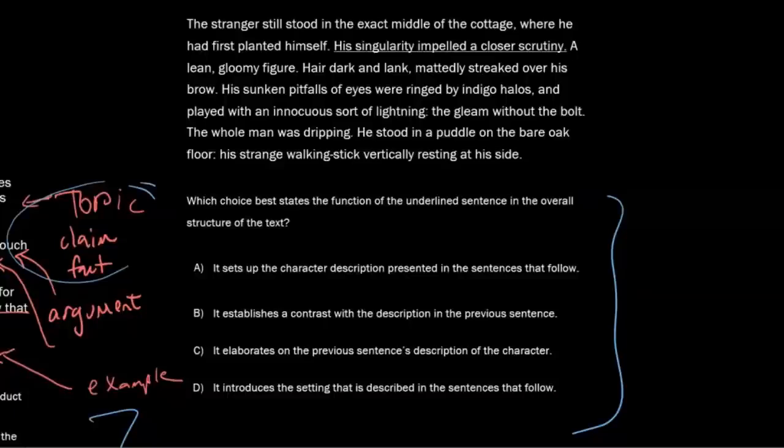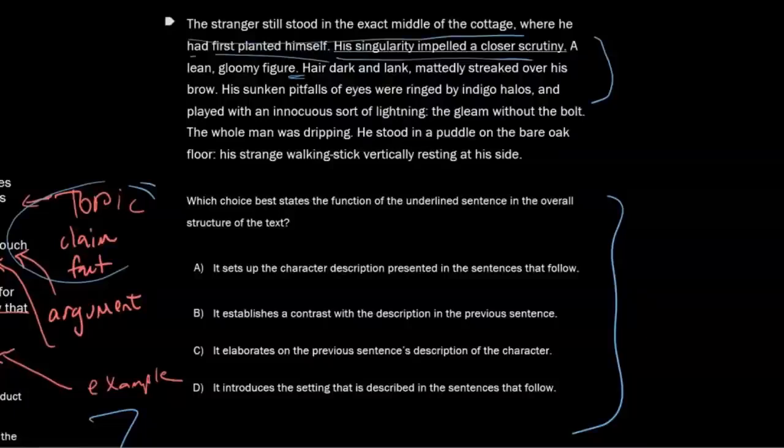So, first sentence, the stranger still stood in the exact middle of the cottage where he had first planted himself. Okay, that's kind of just like a description, I guess. His singularity impelled a closer scrutiny. A lean, gloomy figure. This is kind of short, so we're going to extend our sentence sandwich, okay? Because we see that this could be a comma and this, it could be some other form of linking phrase, and that would kind of work. Hair dark and lank, mattedly streaked over his brow. His sunken pitfalls of eyes were ringed by indigo halos, and played with an innocuous sort of lightning, the gleam without the bolt. The whole man was dripping. He stood in a puddle on the bare oak floor, his strange walking stick vertically resting at his side.